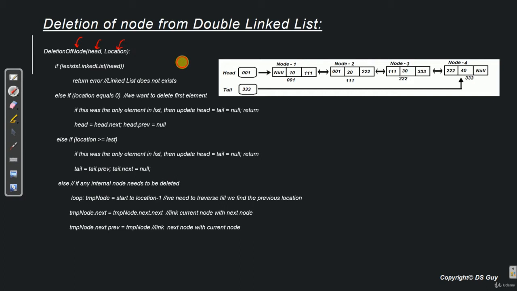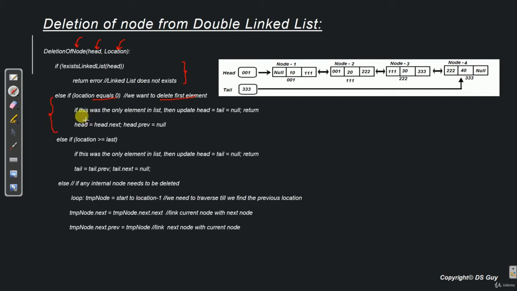Now first of all, we are doing a check to see whether the list exists or not. If it does not exist, then there is no point in proceeding further because there is no node to delete in that case. Now in case the linked list exists and the location is 0 that we want to delete, that is, if we want to delete the first element, then the control goes into this else if block.